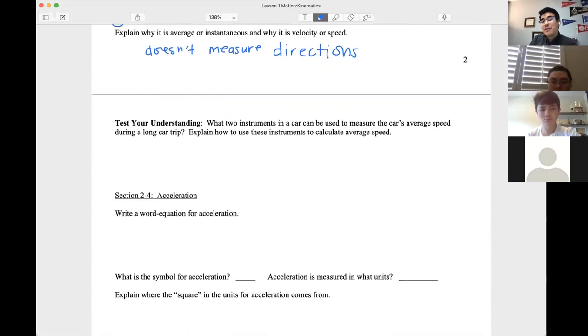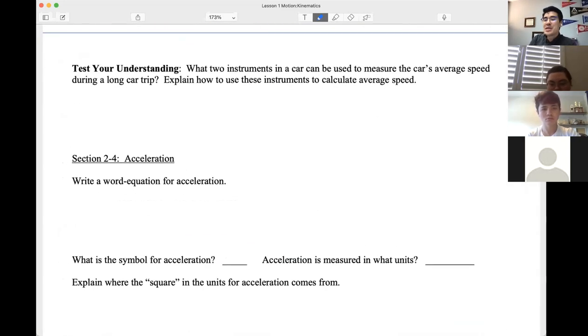So on the AP Physics test, they love asking you procedural questions like this. Let's suppose you do want to measure the car's average speed. We want two instruments that you can use in a car, and explain how you use these instruments to calculate average speed.